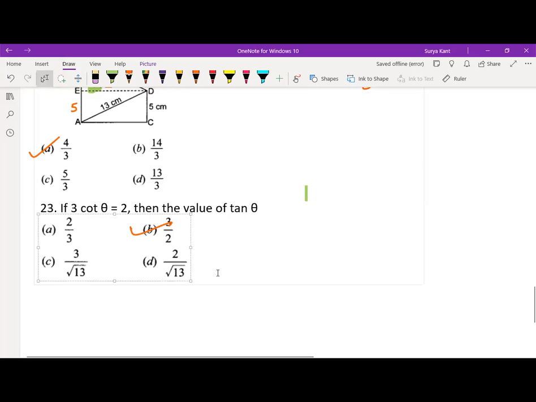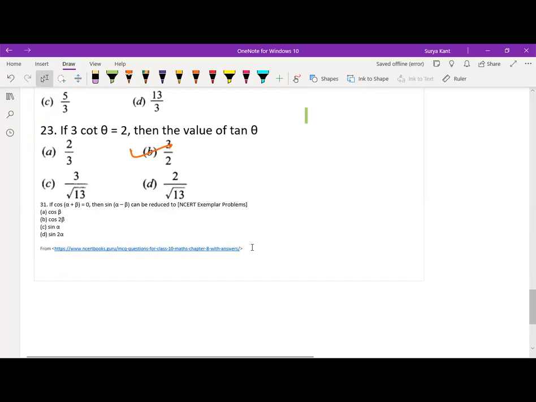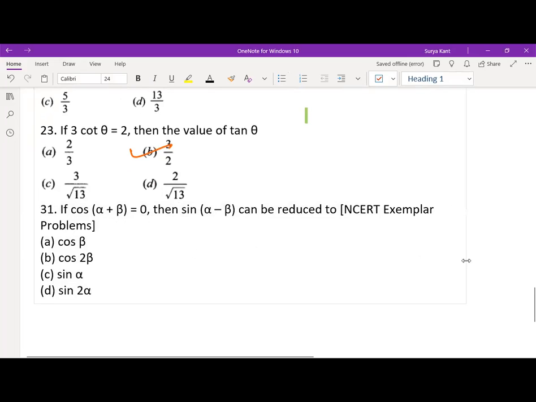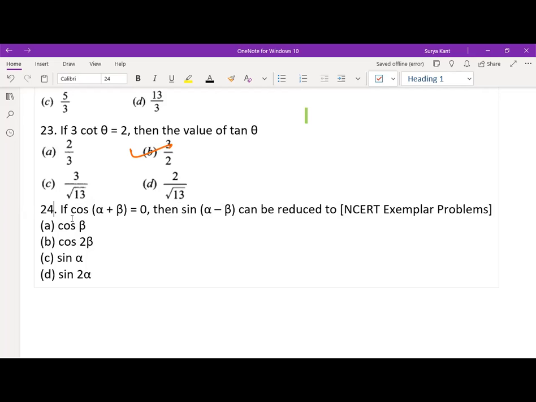Next question is alpha beta kind of thing. If cos(alpha plus beta) is equal to 0, then sin(alpha minus beta) can be reduced to what? This is an NCERT exemplar problem.